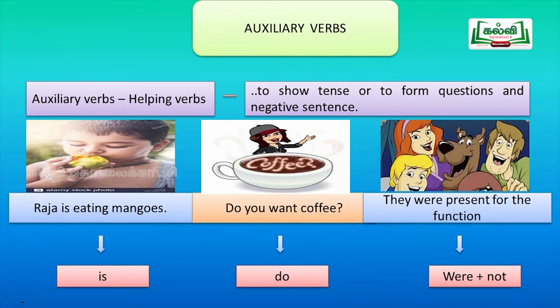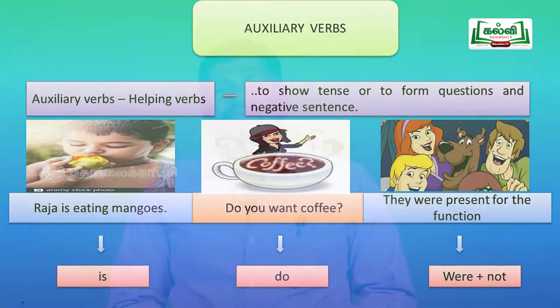Do you want coffee? On the right side, they were not present for the function. Here, in the first sentence, for the verb eat in the gerund form, the auxiliary verb is. In the second sentence, the auxiliary verb is do. And in the third one, it is in the negative form, were plus not. So here, these verbs act as helping verbs. So they are called auxiliary verbs.